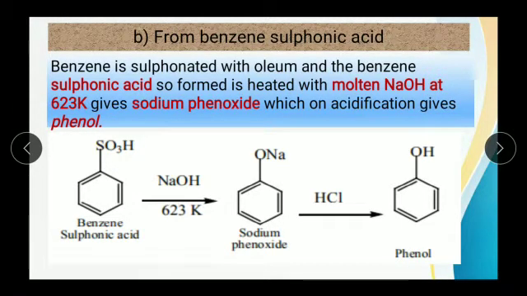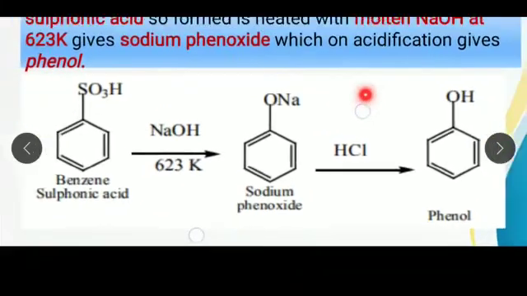As usual, by Dow's process we treated the chlorobenzene with sodium hydroxide. Here also we treat with sodium hydroxide at 623 Kelvin temperature. Then we are getting sodium phenoxide. Then it is acidified with hydrochloric acid. We are getting phenol. Let us go to the chemical reaction.